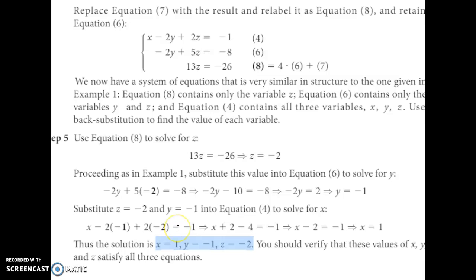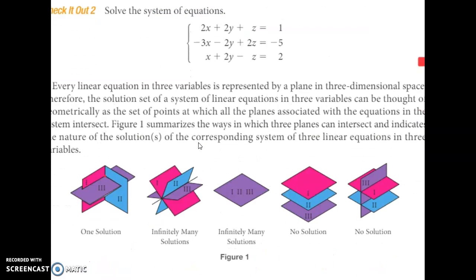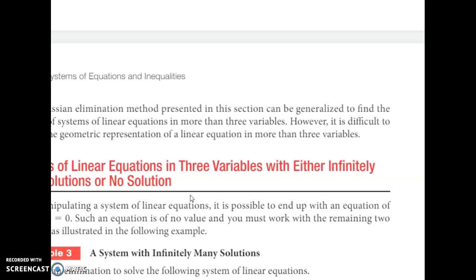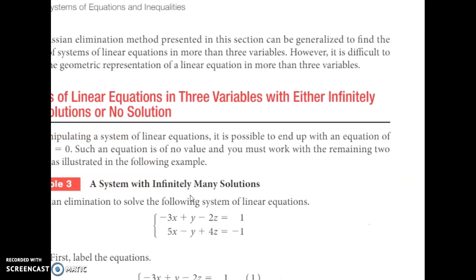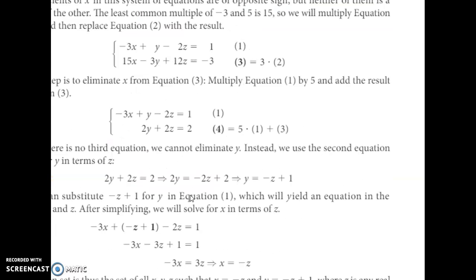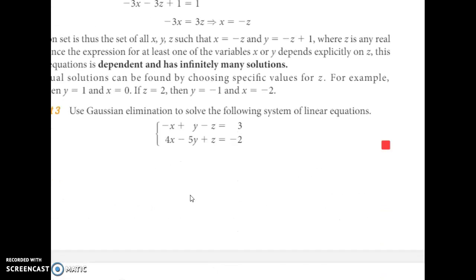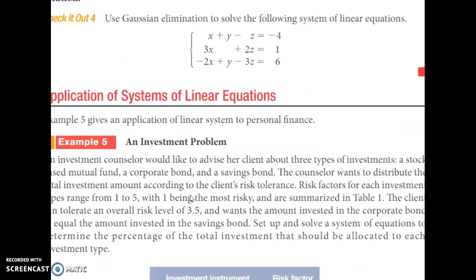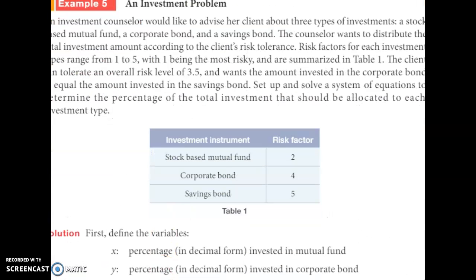That in three-dimensional space would be the solution where all three planes intersect in one point. I explained that earlier. And here are these others where we did systems of equations where they either come up with no solution or dependent solutions where they're parallel. All right, and that's actually it for section 8.2.